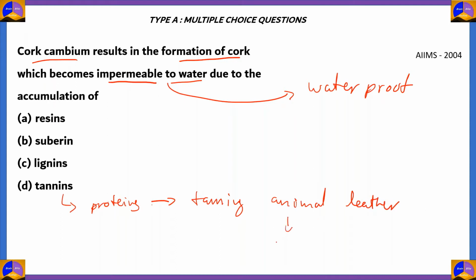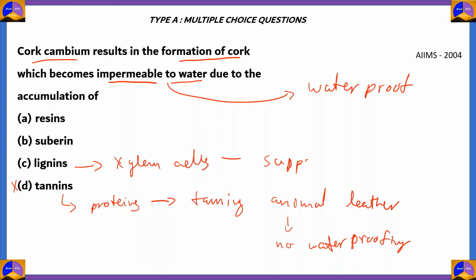So no waterproofing. So option D is incorrect. What about option C, lignin? Lignin is found in xylem cells, and their function is to support the xylem vessels and tracheids. So option C is incorrect.